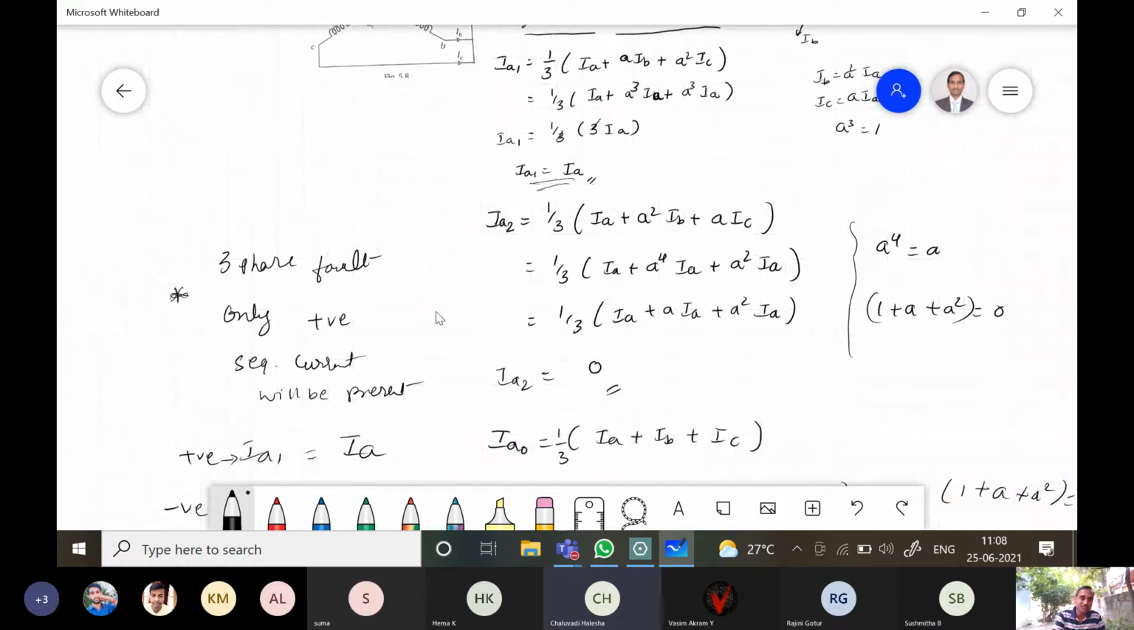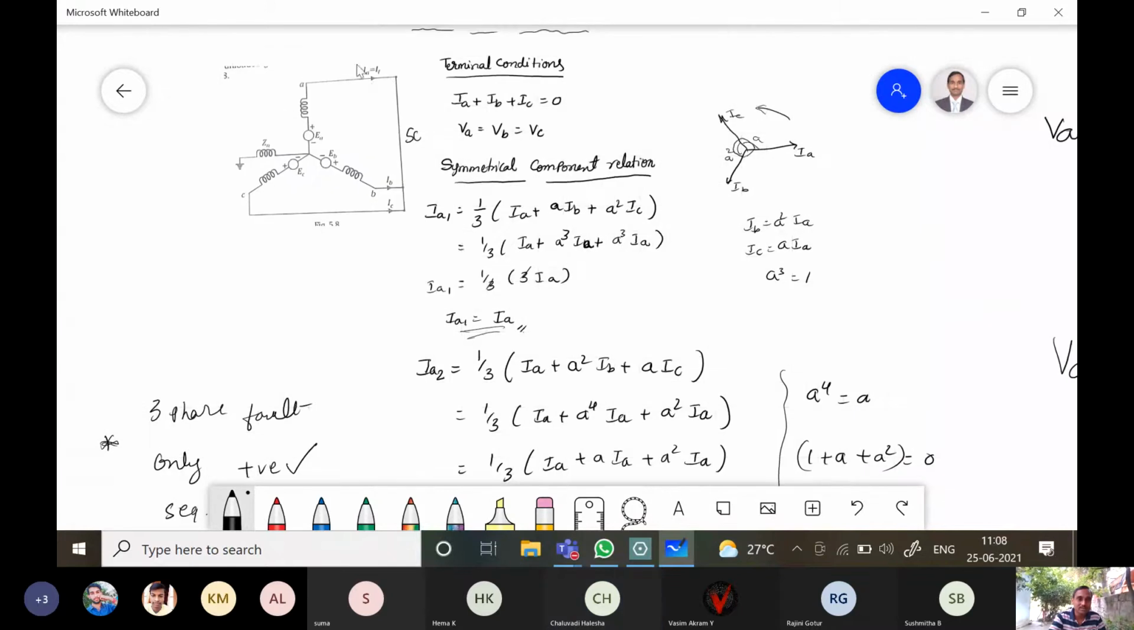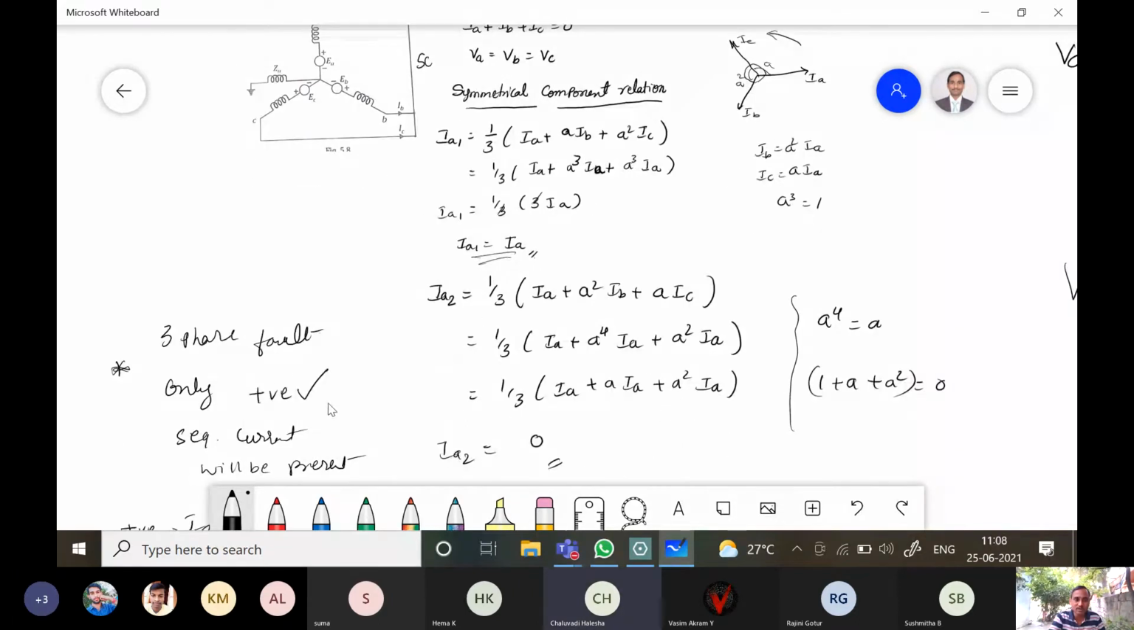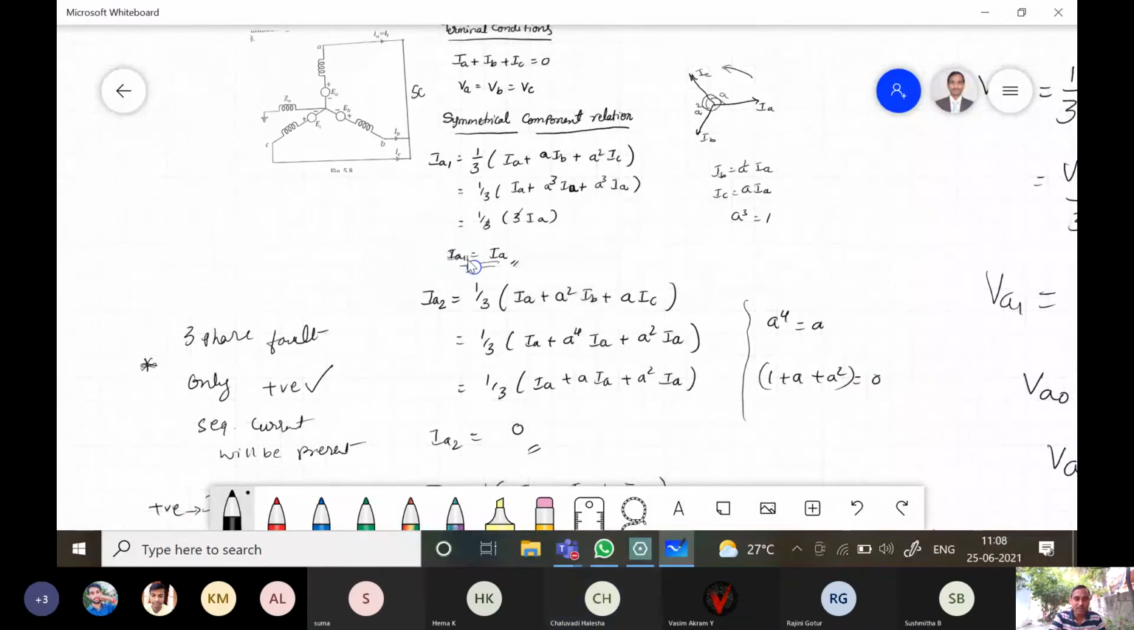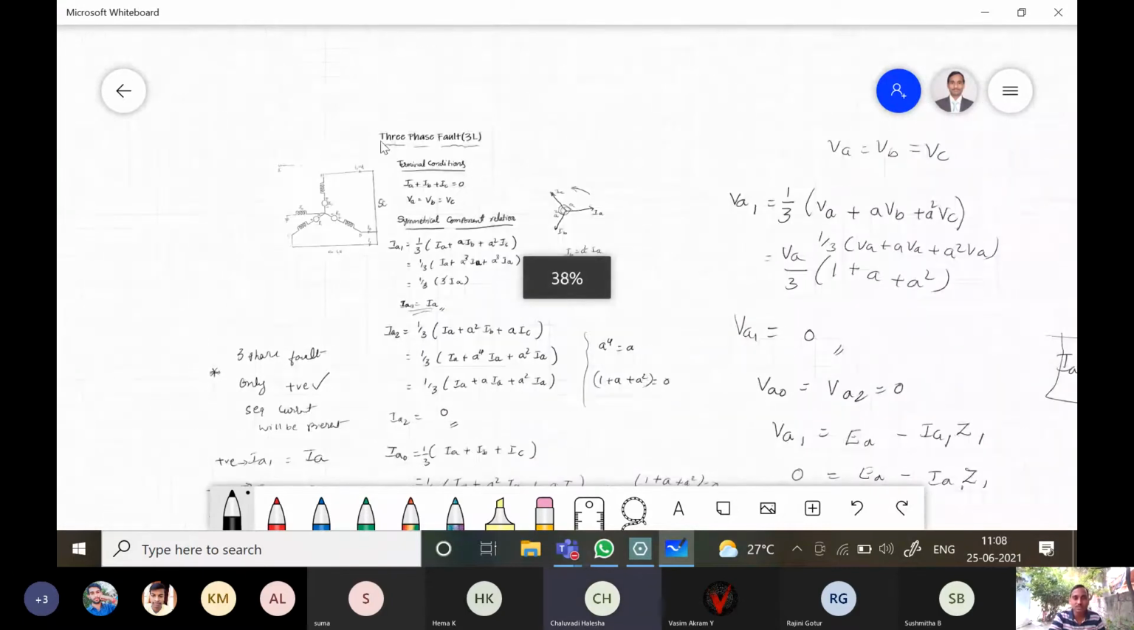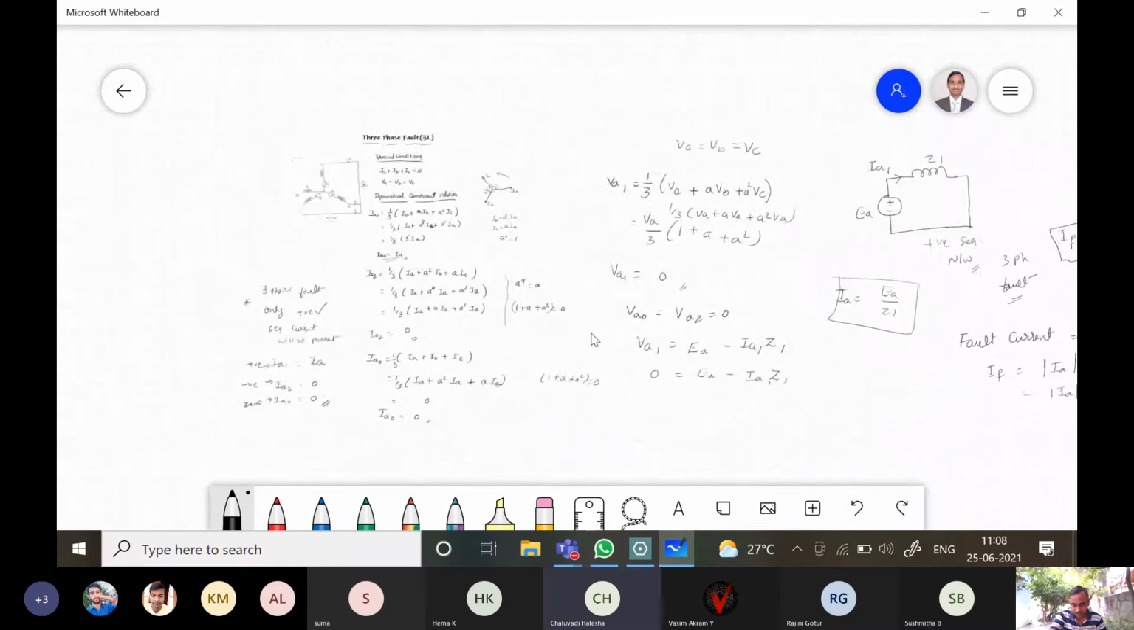So in three-phase fault, only the positive sequence is present. Negative and zero sequences are absent. So whatever the fault occurring here, IA is also equal to IA1. In the previous case, IA is the phase current, and that is also equal to IA1. So only positive sequence current is present in case of three-phase fault. That can be proved here using the three-phase fault derivation. Okay, is it clear?